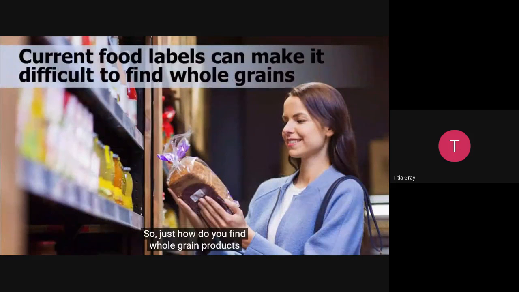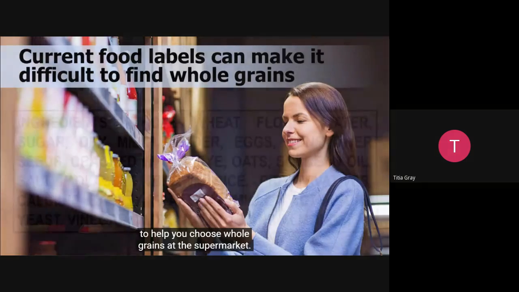So just how do you find whole grain products in the supermarket? It's not easy. Current food labeling can make it difficult to find the whole grain in a food product. Whole grain does not appear on the nutrition facts panel, and the ingredient list may not clearly indicate the amount of whole grain present in a food. Luckily, there are tools you can use to help you choose whole grains at the supermarket.